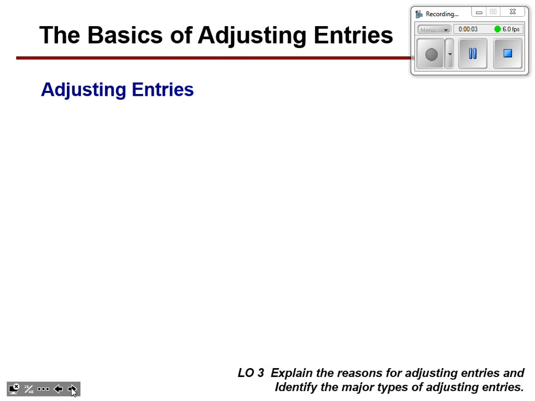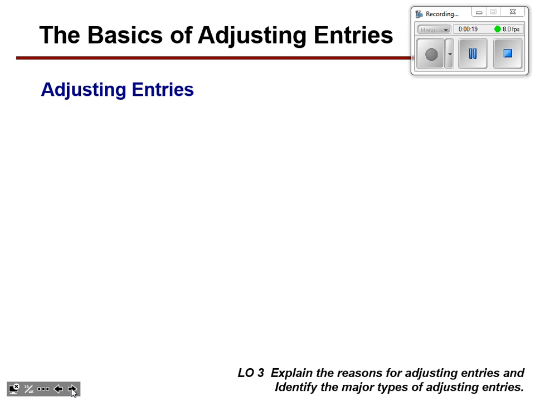What in the world are adjusting entries? Hold the show. I thought we've been journalizing, posting to the ledger, and making a trial balance. What else does an accountant have to do? And the trial balance is just the beginning of the end. This is part of the end.